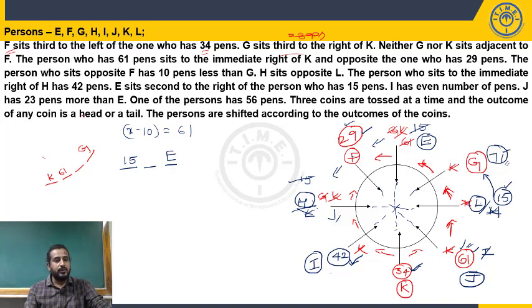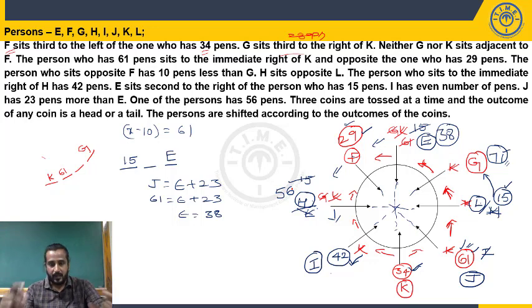J has 23 pens more than E. So, J is equal to E plus 23, and you know J is 61. So, 61 is equal to E plus 23. So, E will be equal to 61 minus 23, that is 38. So, E has 38 pens. Only one more person, H. One of the persons has 56. So, who is the only remaining? H. So, H has 56 pens.